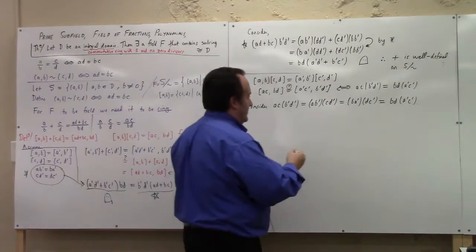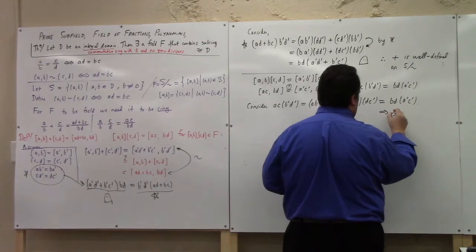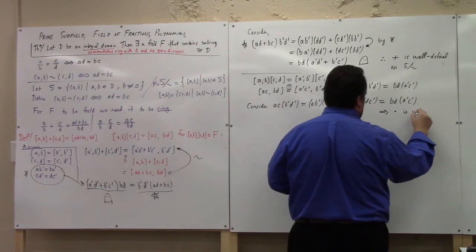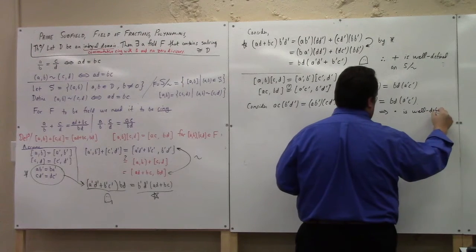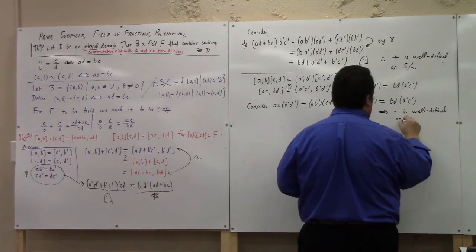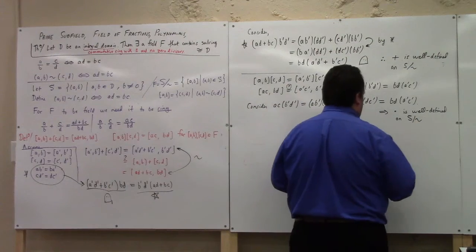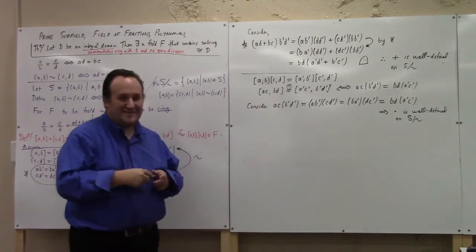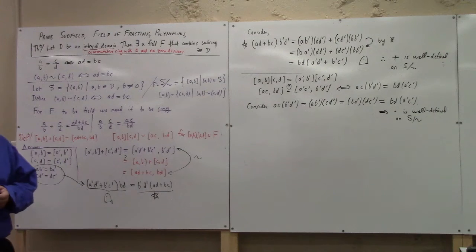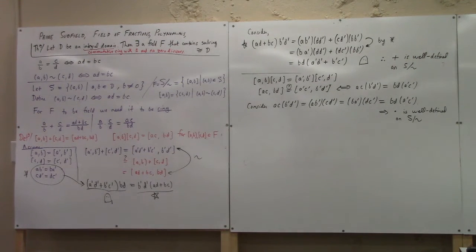All right, so therefore, multiplication is well-defined on the set of equivalence classes. Now, I say well-defined, but all we've done at the moment is show that they're functions, that they're binary operations. It's clear from their definition that they're mapping back into the set of equivalence classes. We still need to prove that the addition and multiplication satisfy the field axioms, right?